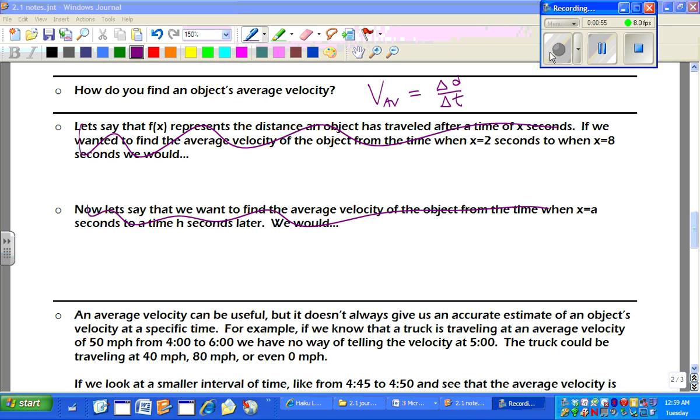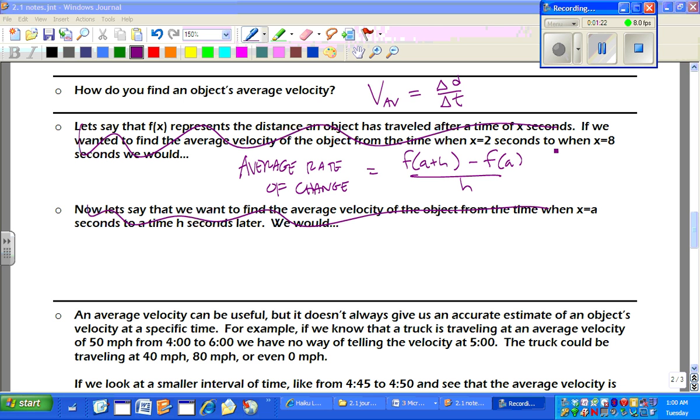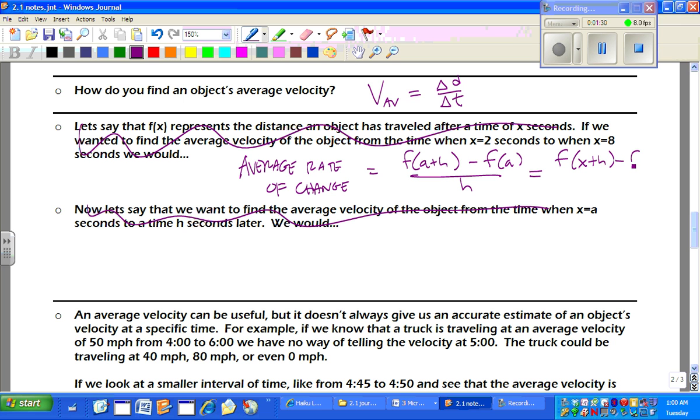The big thing to take out of this is the average rate of change is just that difference quotient that we looked at yesterday. f of a plus h minus f of a, all over h. Or the alternate way, which we'll probably start to see a little bit more, is just f of x plus h minus f of x, all over h.